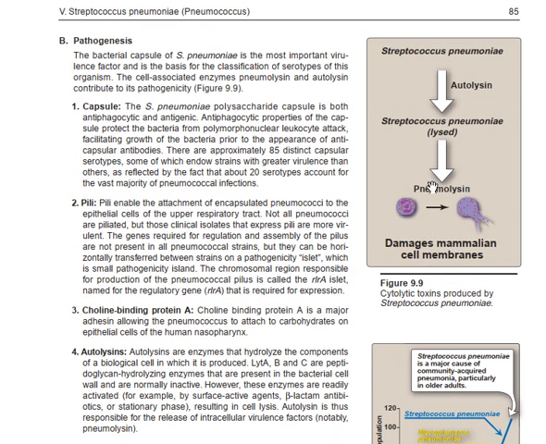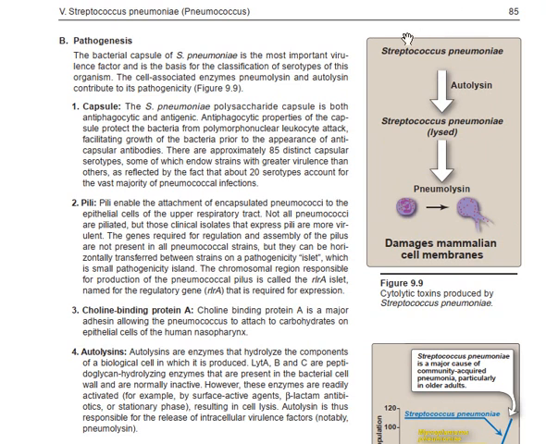This next diagram shows the cytolytic toxin produced by Streptococcus pneumoniae. At first we were speaking about Streptococcus pyogenes. Now we are speaking about Streptococcus pneumoniae. The cytolytic action is that Streptococcus pneumoniae produces autolysins, so the Streptococcus pneumoniae is going to be lysed, and inside it you have pneumolysin, and the pneumolysin is what is going to destroy the mammalian cell. I hope you have understood this part. If you have not understood, let's start again.